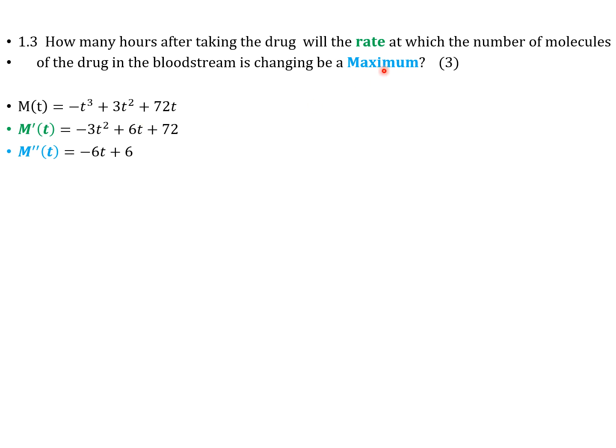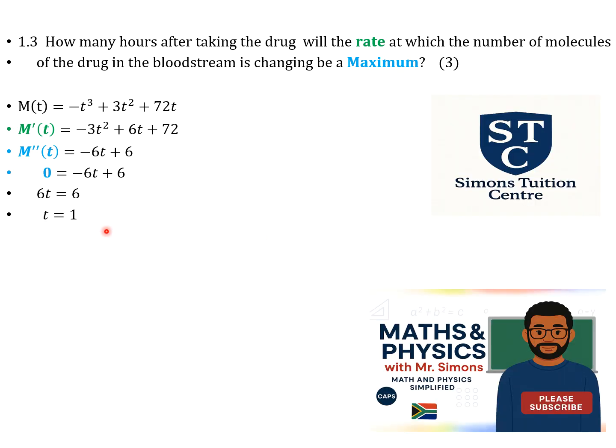Because they said maximum, minus 6t plus 6 must equal 0. From there, if I take negative 6t over, it will become positive 6t. So I have 6t equals 6, and 6 divided by 6 gives me t equals 1. So the rate at which the number of molecules is changing will be a maximum after 1 hour. It would reach the maximum, and in this case it would have been 72 molecules per hour. That's the maximum that my bloodstream is able to absorb at a time.